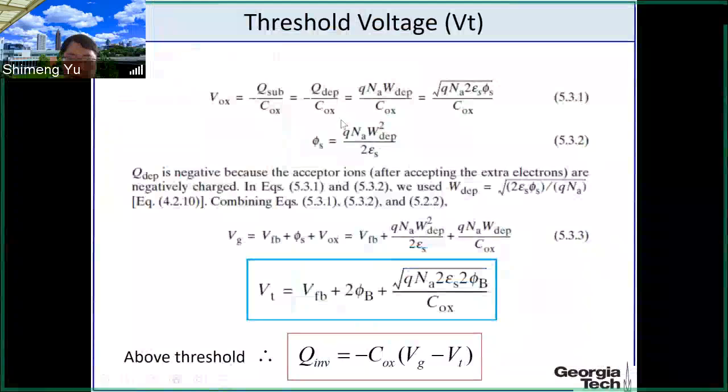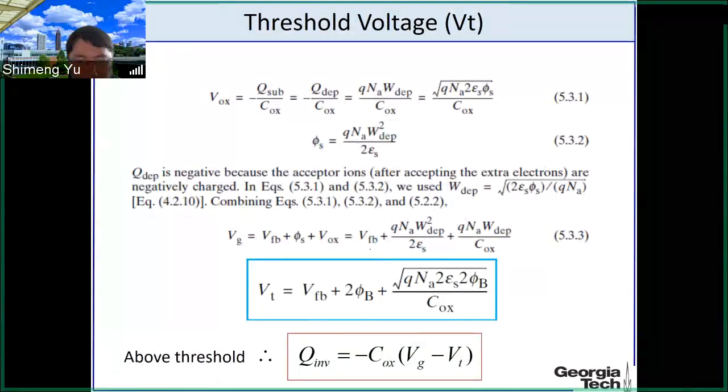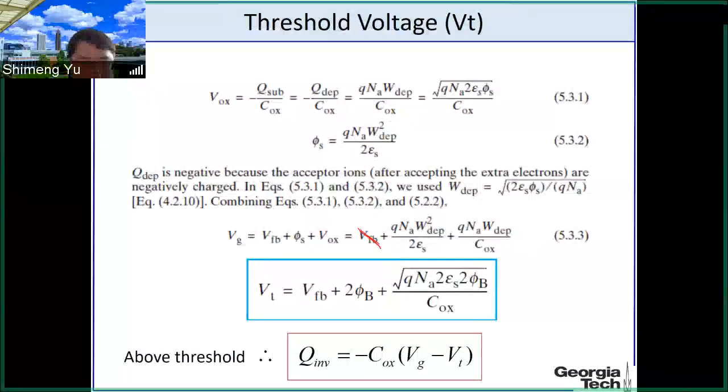All right, this is just a summary of what we have discussed in the previous 2 slides. This is copied from the textbook. Here in the textbook we have the VFB, the flat band voltage, but let's skip that for now. We assume that at flat band, the Fermi level is already aligned. So the VFB can be 0. So this is the threshold voltage definition.